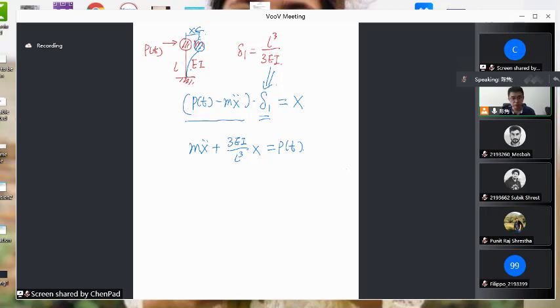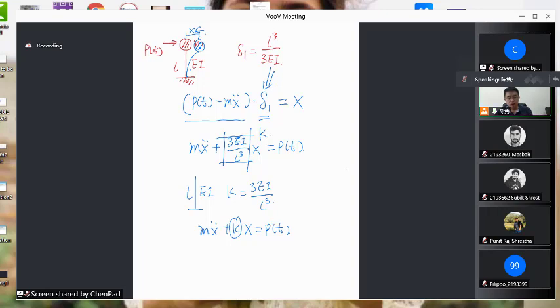Today you have homework similar to this. You can derive the equation of motion for the system. And you can note that this is actually the K, right? If you have a cantilever beam with EI and L, then the horizontal stiffness K is 3EI/L^3, right? This is just the K. So if you use K directly, you get M x double dot plus Kx equals P(t).